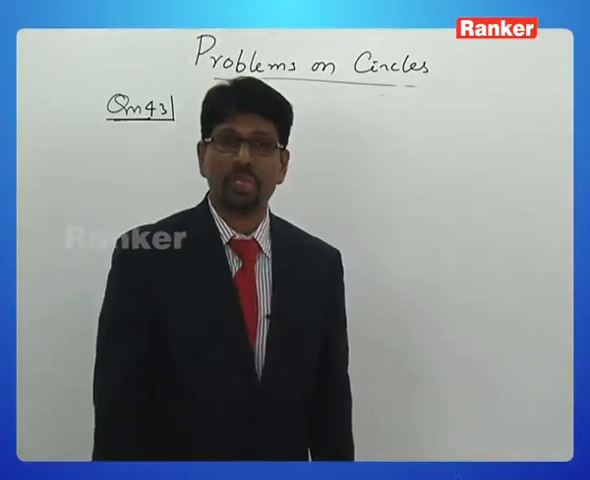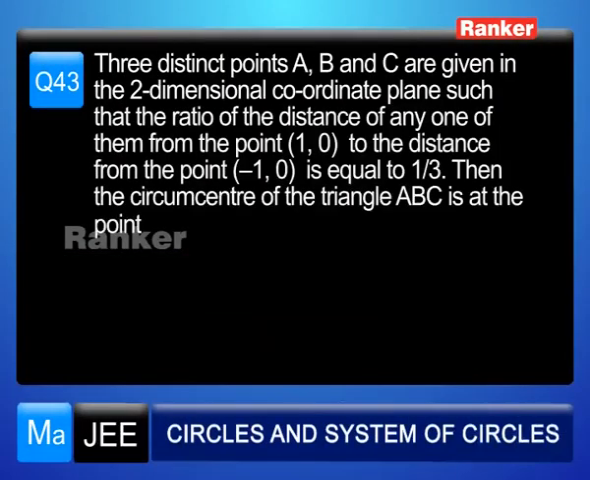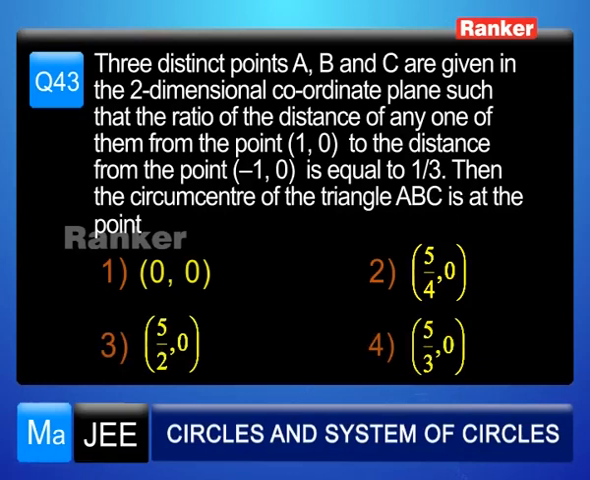Let's move to the next question. Question number 43. Three distinct points A, B and C are given in the two-dimensional coordinate plane such that the ratio of the distance of any one of them from the point 1, 0 to the distance from the point minus 1, 0 is equal to 1 by 3. Then the circumcenter of the triangle ABC is at the point: origin; second option 5 by 4, 0; third option 5 by 2, 0; and fourth option 5 by 3, 0.